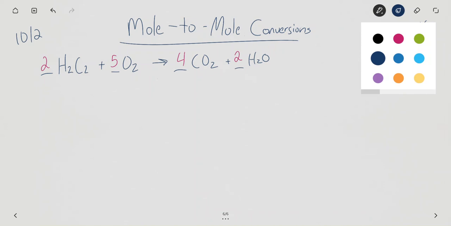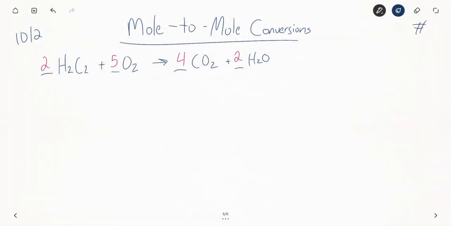Now, what we are going to do in mole-to-mole conversions is we are actually going to have to convert from one substance, and it's going to have a unit of moles, to a different substance, also with the unit of moles. So that's a little bit confusing, but we'll try and make sense of it here.